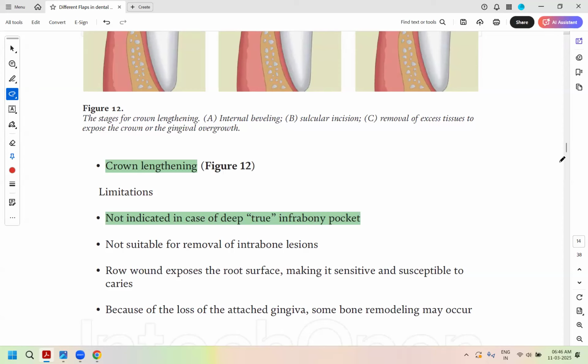Clear for your doubt, Arpit? Modified Widman is true pockets, no recession. Then you do it, raise the flap, do debridement, reposition it there. That is with no recession. Coronally positioned flap is a cosmetic procedure for the root coverage in multiple teeth. Got this? Free gingival graft is a graft for your minimal attached gingiva where the attached gingiva is lacking.